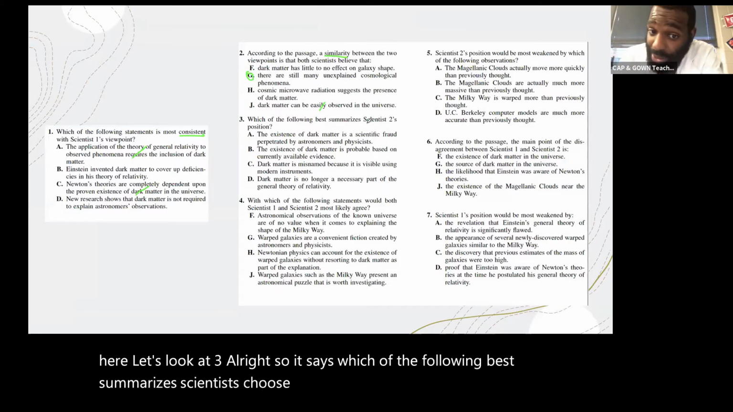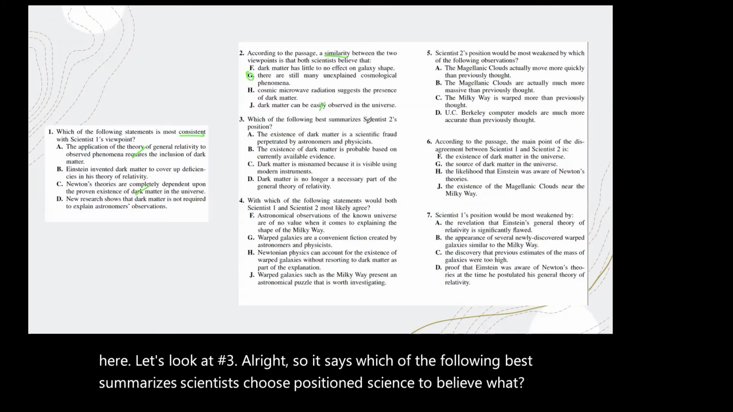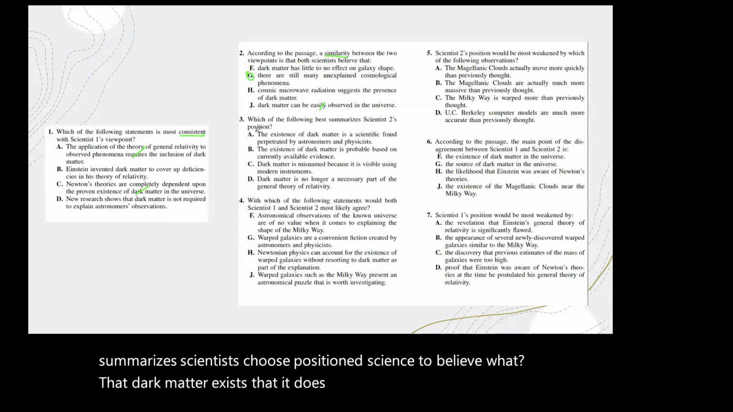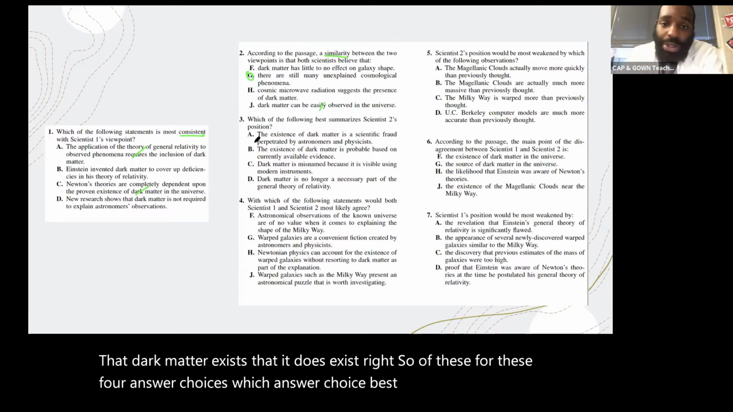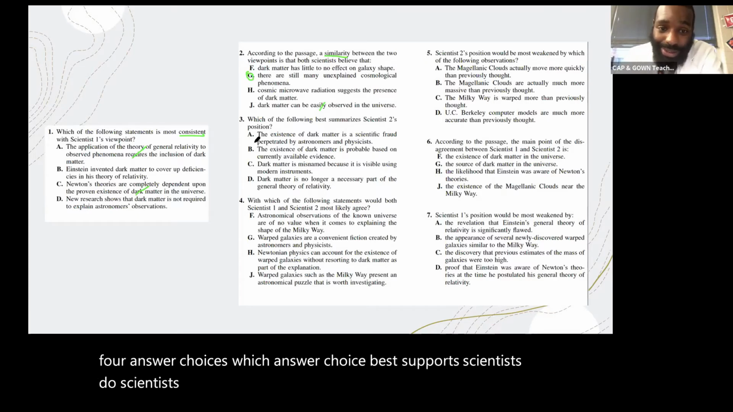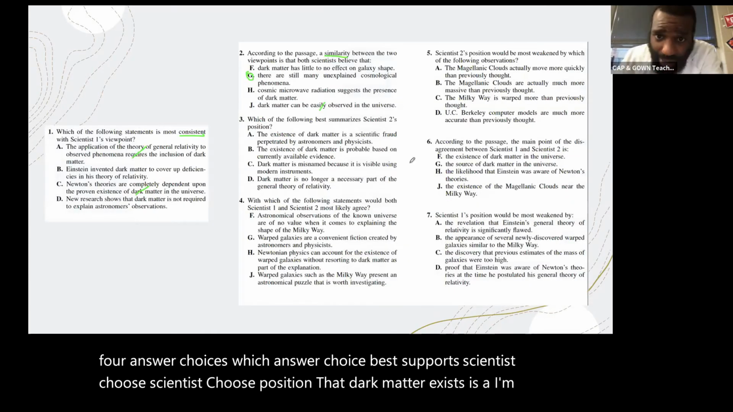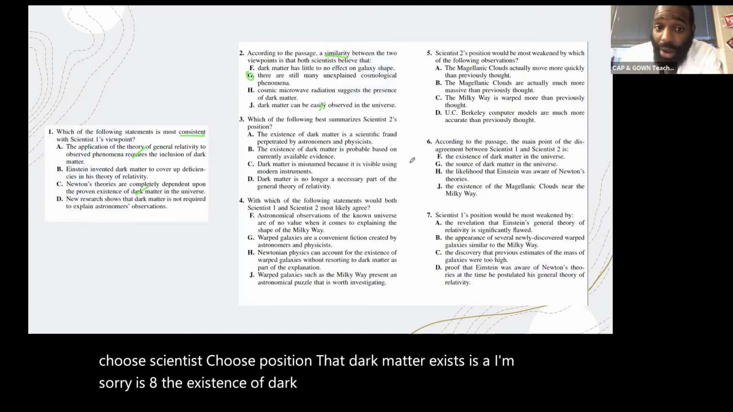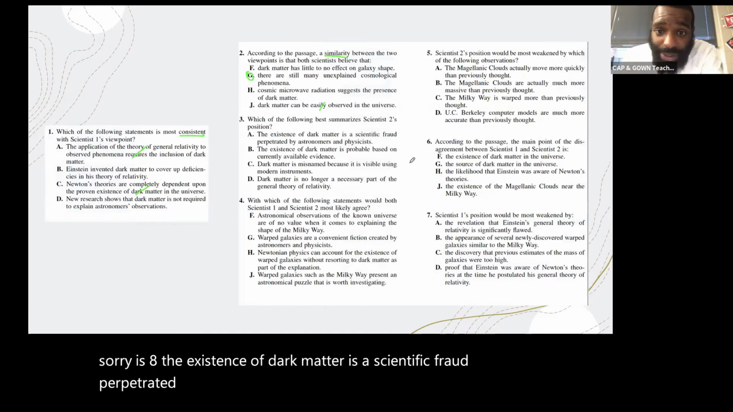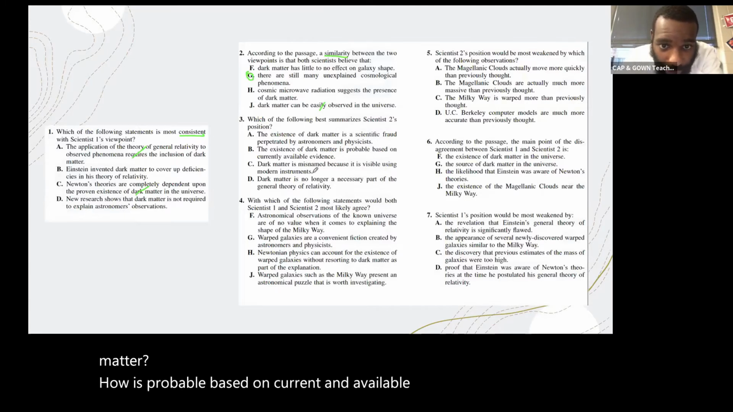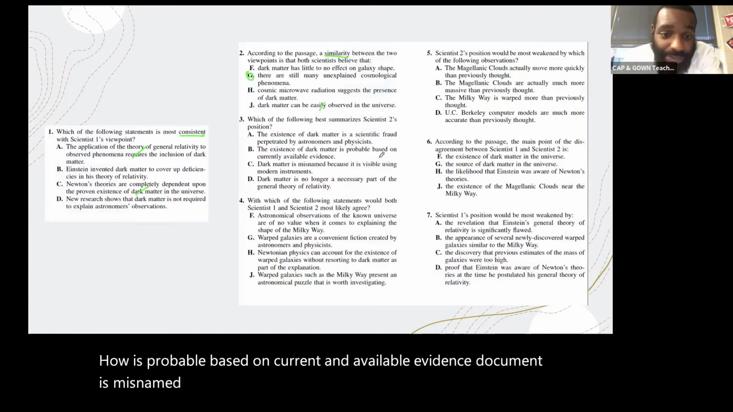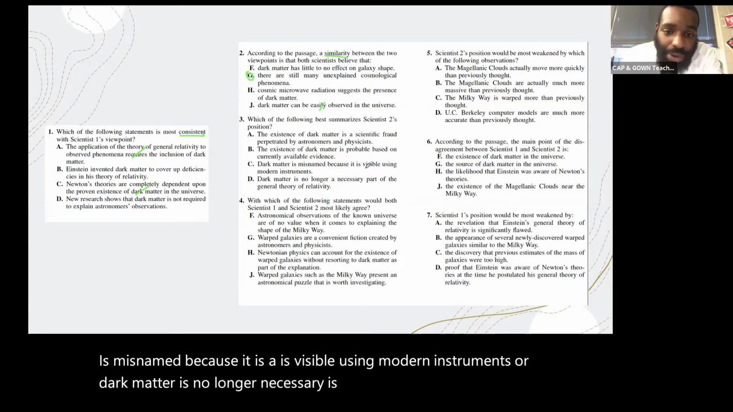Well, scientist 2 believes what? That dark matter exists, right? So of these four answer choices, which best supports scientist two's position that dark matter exists? Is it A, the existence of dark matter is a scientific fraud perpetrated by astronomers and physicists? B, the existence of dark matter is probable based on current and available evidence. C, dark matter is misnamed because it is visible using modern instruments. Or D, dark matter is a necessary part of general theory of relativity.